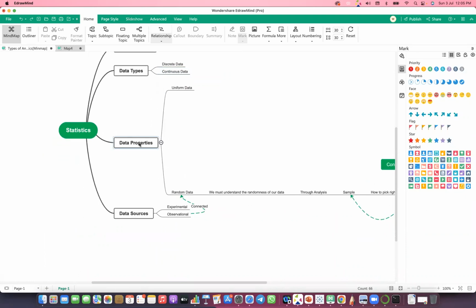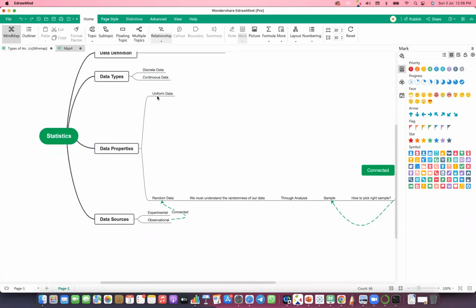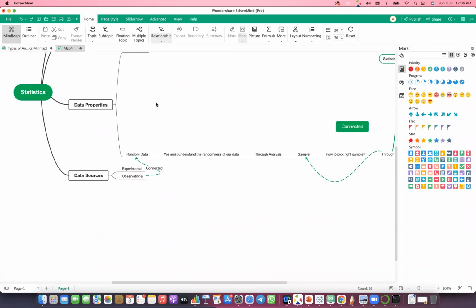Now again, data properties. We have two types of data properties: uniform data and random data. When the data is random, the goal of a data analytics person or a data scientist is to understand the randomness. By understanding the randomness, we are able to make a statement about the future. How are we able to understand the randomness? Through our analysis. And where did we get this randomness from? From the data sources.